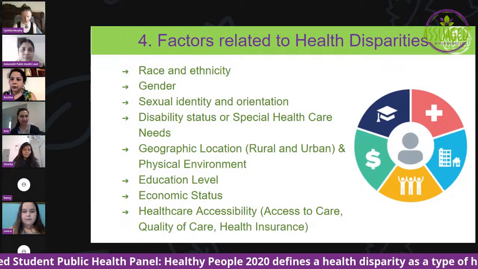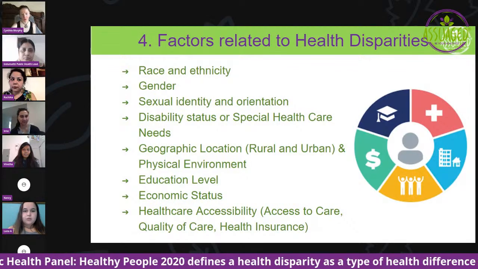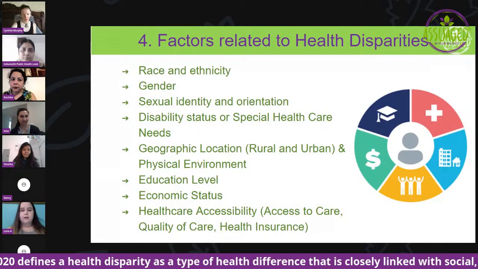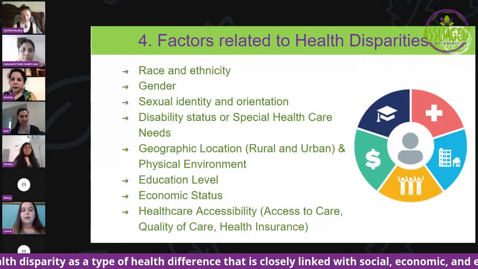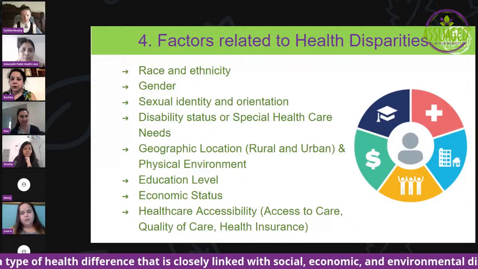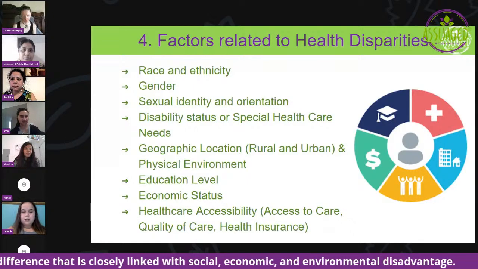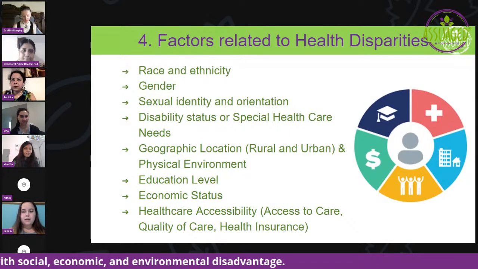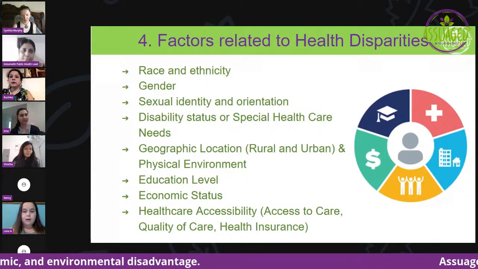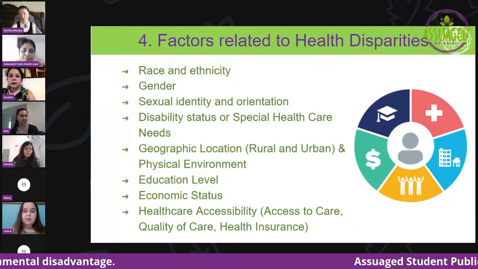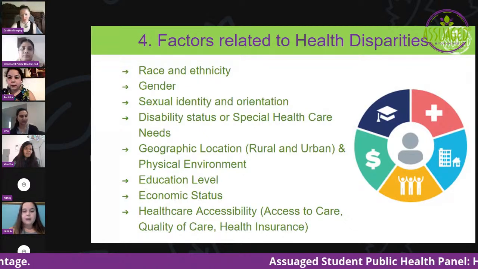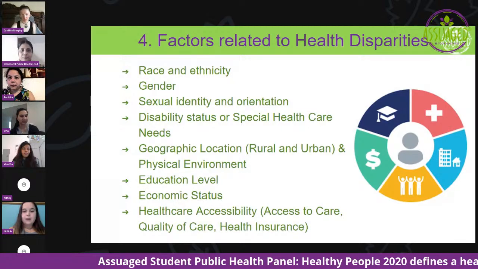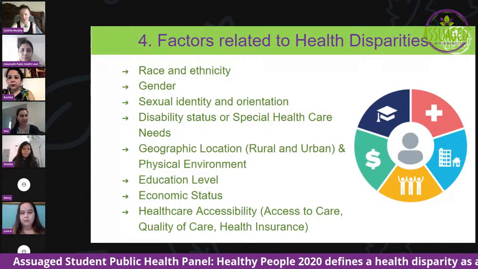I know we kind of went over that in the definition, but as you can see, there's race and ethnicity. As you saw on that graph, African Americans have the highest rate of death from COVID. Gender, there are just a lot of differences in gender generally. Sexual identity and orientation can definitely be a big thing for things like mental health. Disability status, it can be hard for someone to get the proper care that they need, especially if they have a disability. Maybe they can't advocate for themselves, or it's a bit more difficult to get that health care.